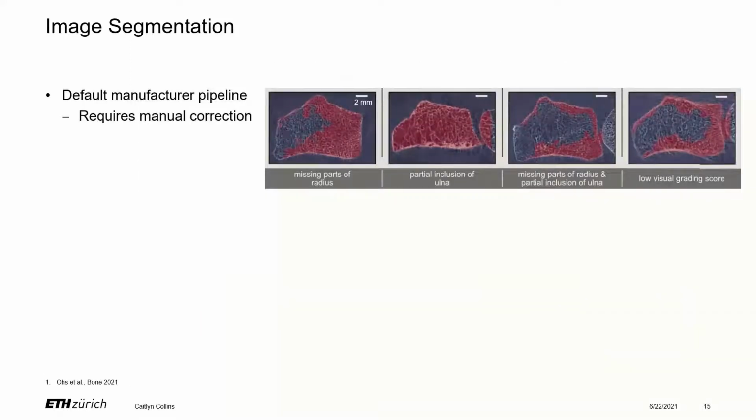Some of this is because the default manufacturer pipeline often fails, and requires significant manual correction. Here you can see a few different instances where the manufacturer pipeline was unable to isolate the radius from the background. There can be issues where there are missing parts of the radius. The ulna gets included because there's not much spacing between the radius and ulna, perhaps as a result of degradation in the joints with arthritis. And a combination of the two, as well as you can see that as visual grading score degrades, it becomes harder and harder for the default algorithm to isolate the radius.